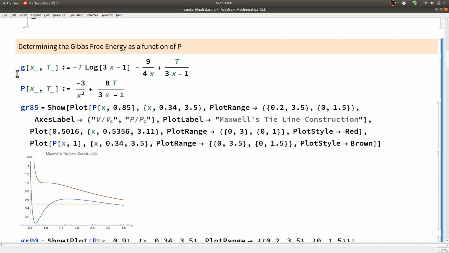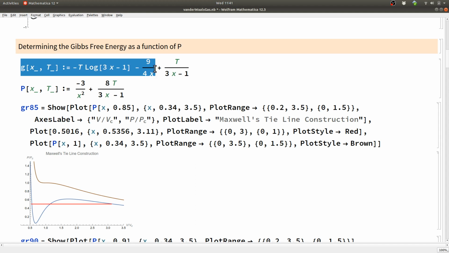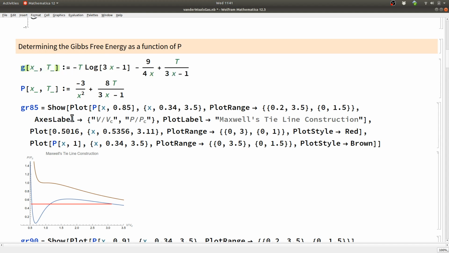So here I've just written G. This G here is G divided by N or whatever. But X here is the way, T is temperature. X is actually V, but we have to solve for V in terms of this. And I've converted everything to reduced variables, so T by TC, V by VC, and P by PC. So they're all normalized. You will not see any dimensionful quantities. In this notation, T equal to 1 is the TC. So we just have to do plots.